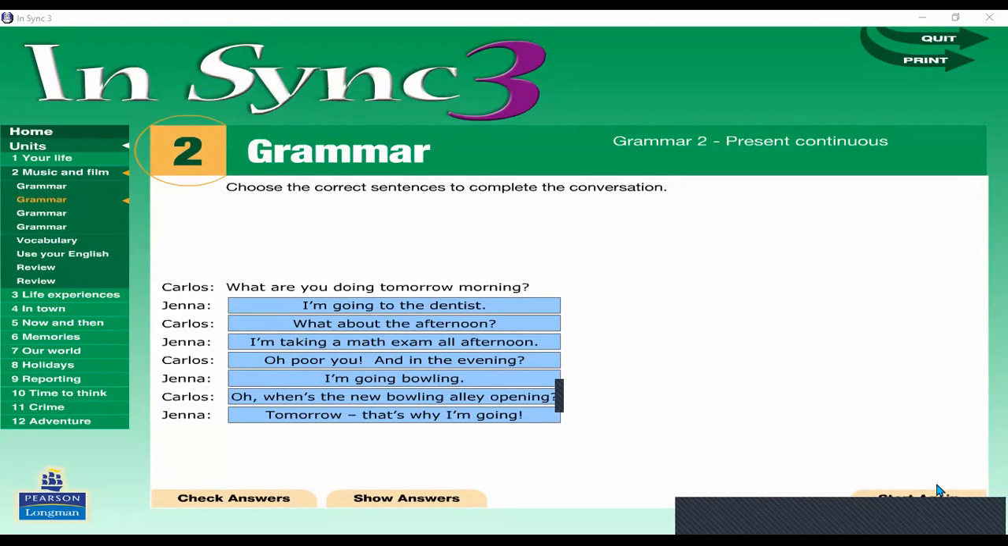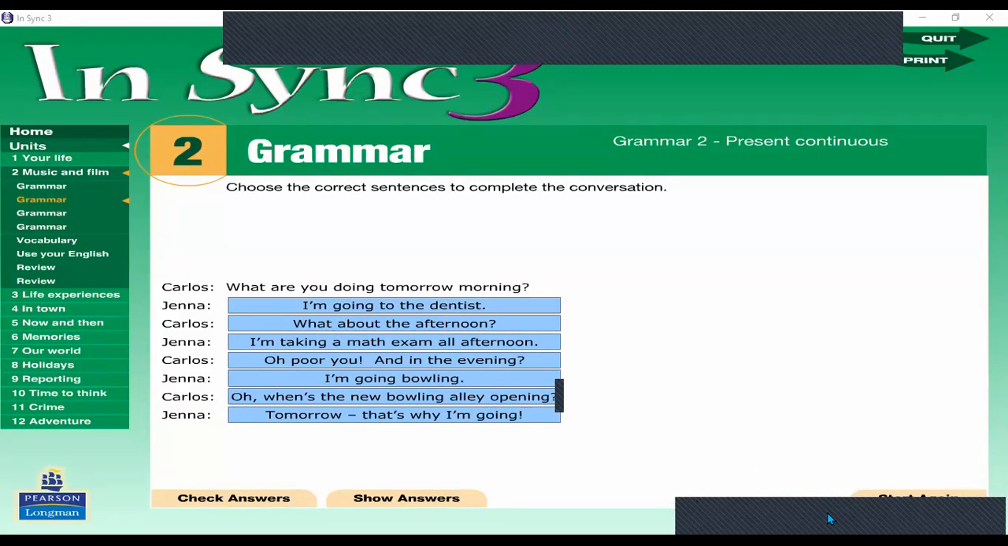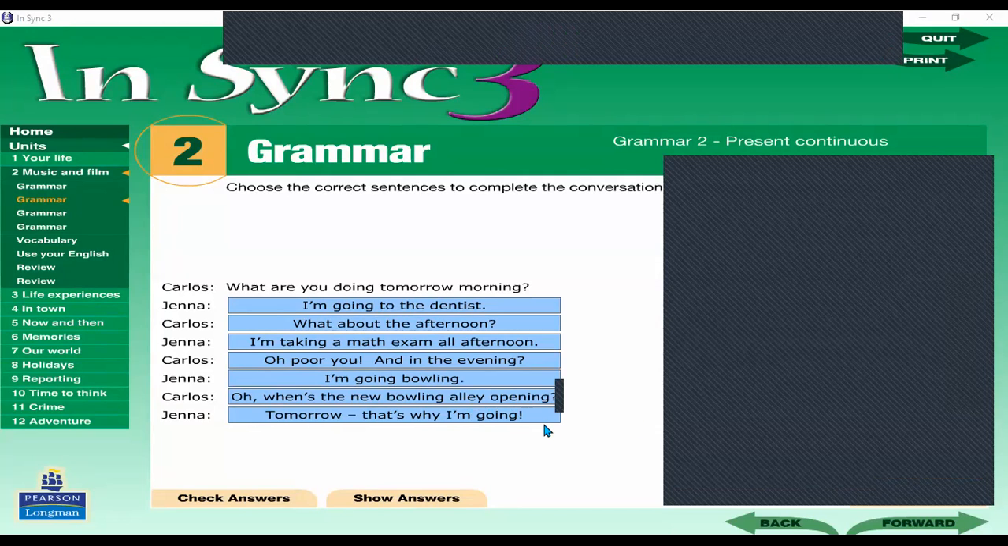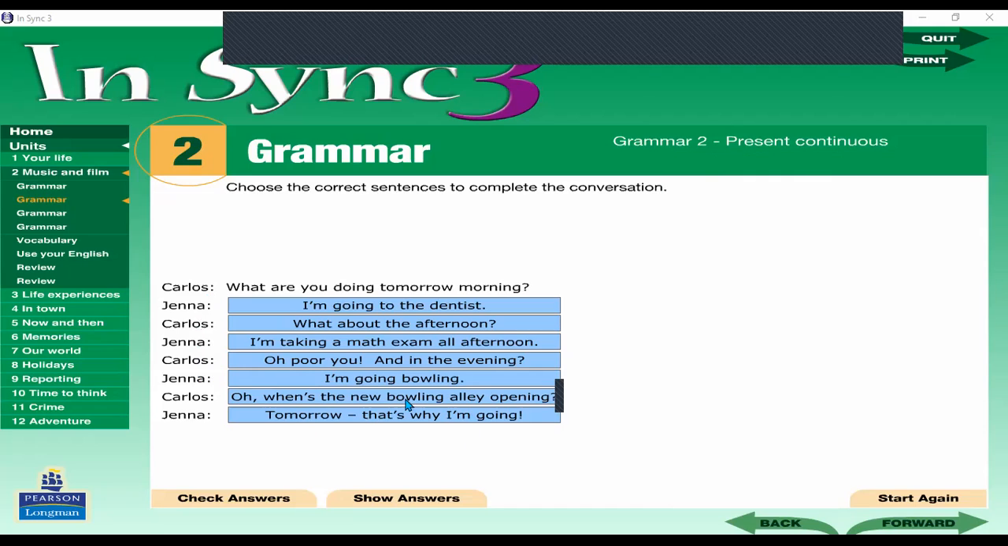Okay, yes, that's why I'm going, right? Bowling alley opening. So let's check it out if your classmates have come. Okay, so they are coming. So no more questions with pronunciation. Do you have any question, people, about pronunciation so far? Yes. En la cuatro donde dice Carlos la de después de the new no sé cómo se pronuncia. The new bowling alley. More questions? No questions. Okay, that's nice, very good, excellent.